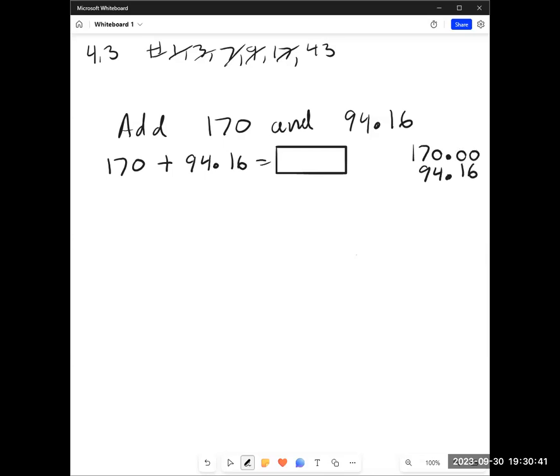I add these zeros here. 0 plus 6 is 6. 0 plus 1 is 1. Bring down my decimal point. 0 plus 4 is 4. 7 plus 9 is 16. Carry that 1 from 16. 1 plus 1 is 2. I end up with 264 and 16 hundredths.